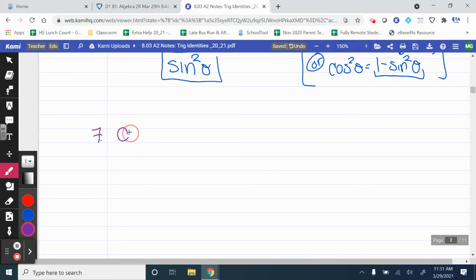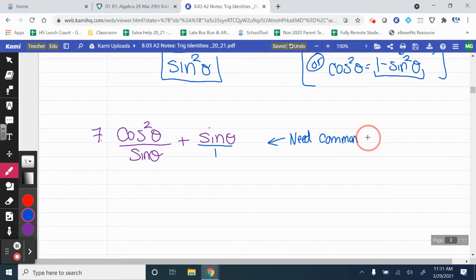Number 7. Cosine squared theta over sine theta plus sine theta. So here, everything is already in terms of sine and cosine. So what can we do? Well, if I put this over 1, I want to combine them into one fraction. In order to add fractions together, I need a common denominator. Okay, so looking at your denominators, you have a sine theta and a 1. So what would be our least common denominator? Hopefully you're able to say that that would be sine theta.